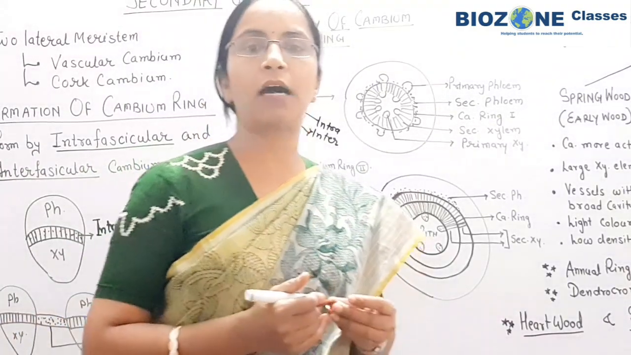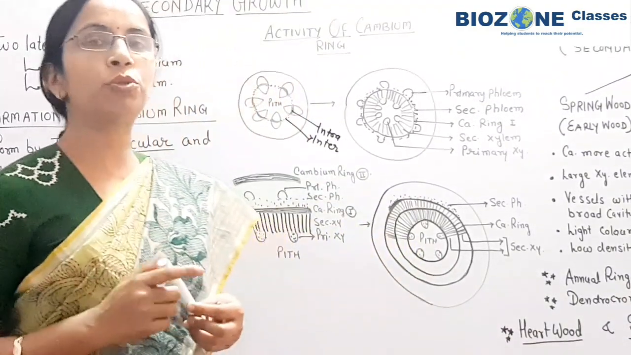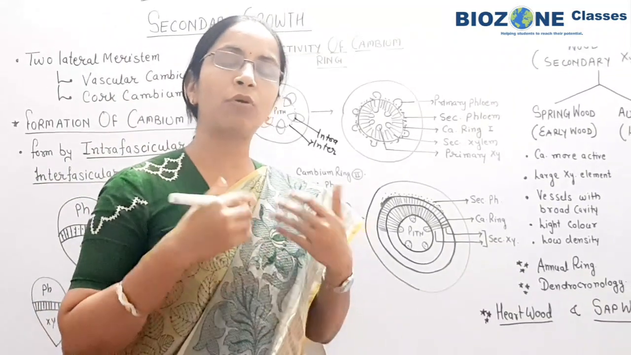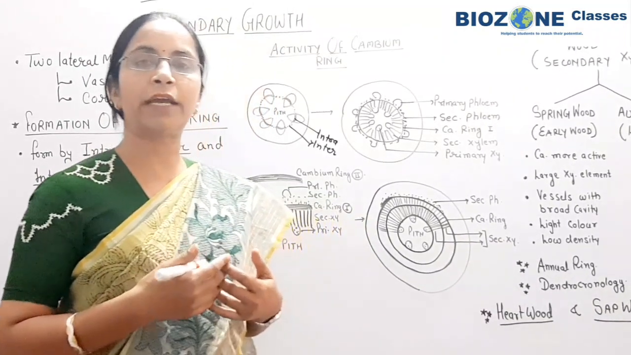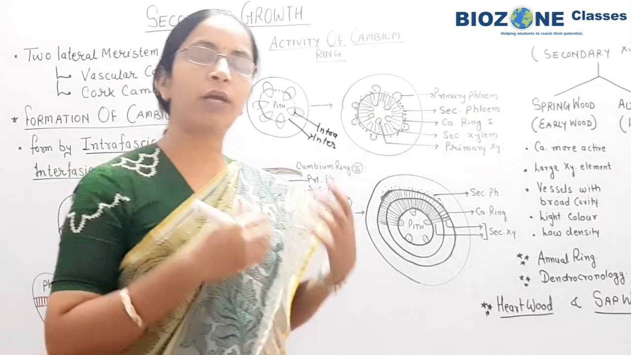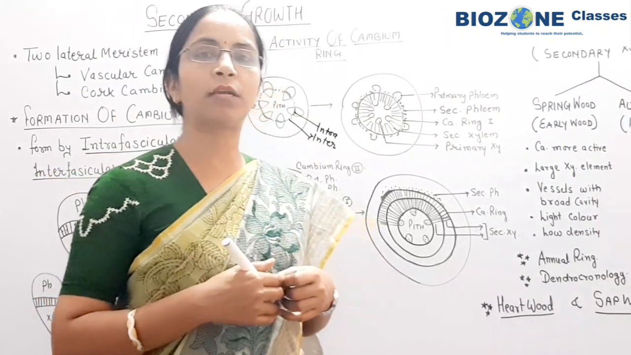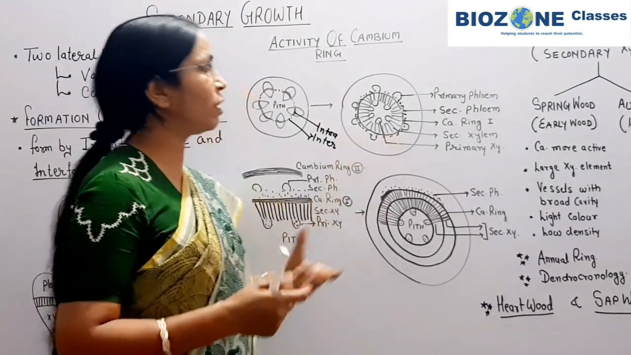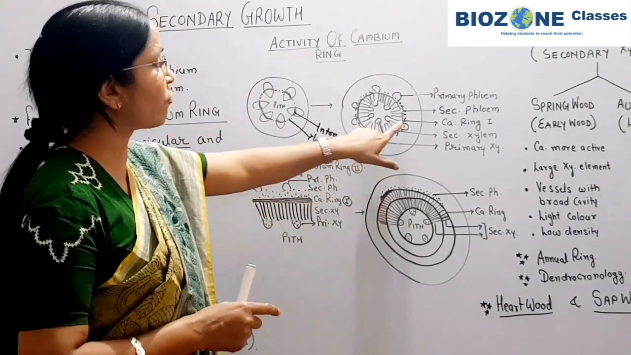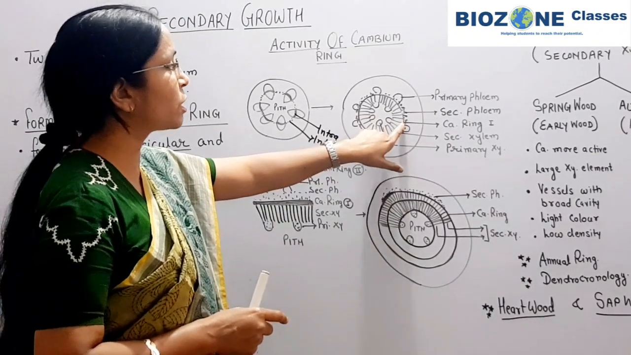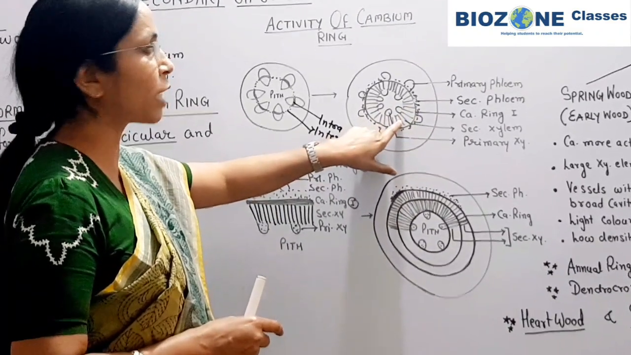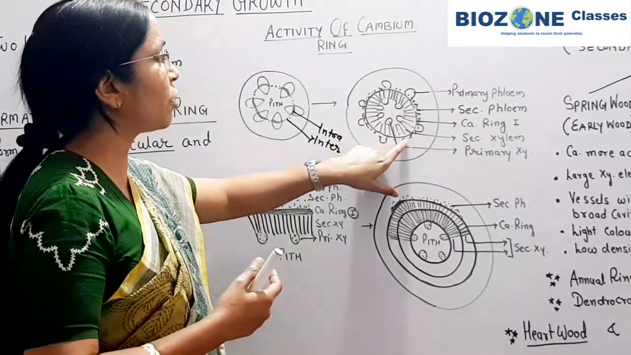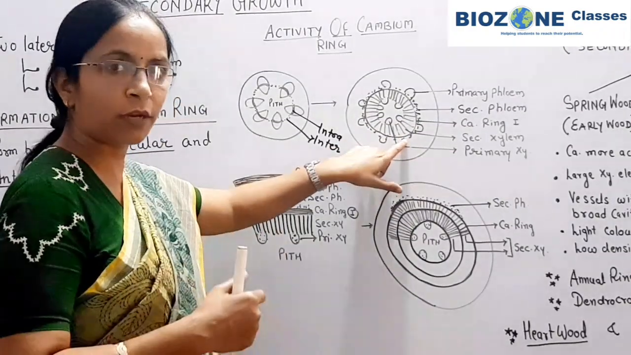The cambium ring starts its activity. Whenever you study the activity of the cambium ring, always remember that xylem is always produced towards the inner side or towards the pith, and phloem is always present towards the outer surface of the cambium. So when the cambium ring begins its activity, this is our first cambium ring formed. It starts to produce secondary xylem towards the inner side, or towards the pith, and secondary phloem towards its outer surface.